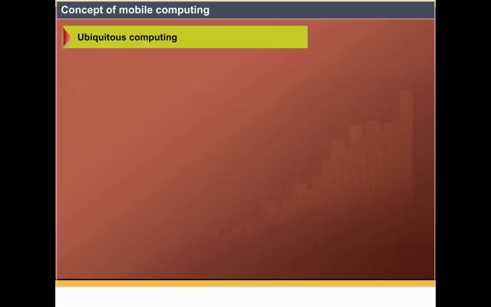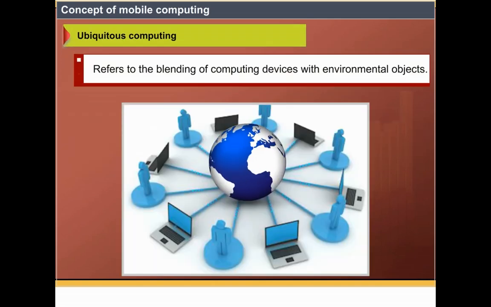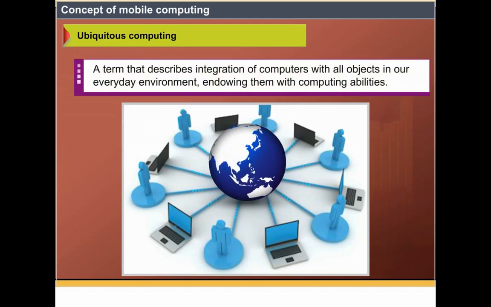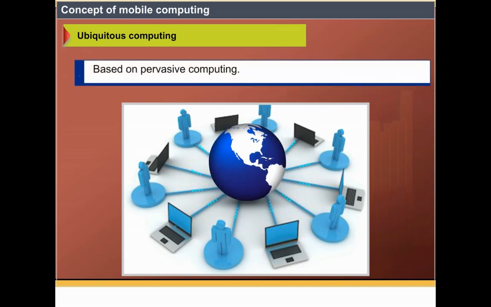Ubiquitous computing refers to the blending of computing devices with environmental objects, a term that describes integration of computers into practically all objects in our everyday environment, endowing them with computing abilities, based on pervasive computing.